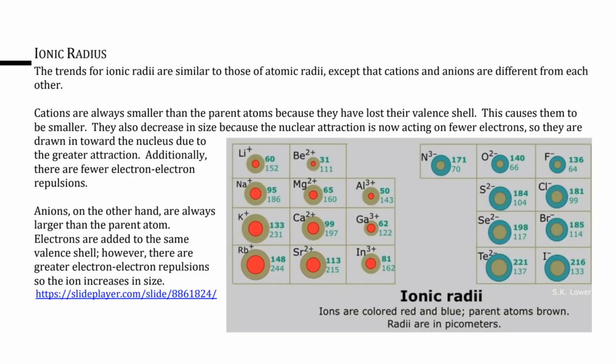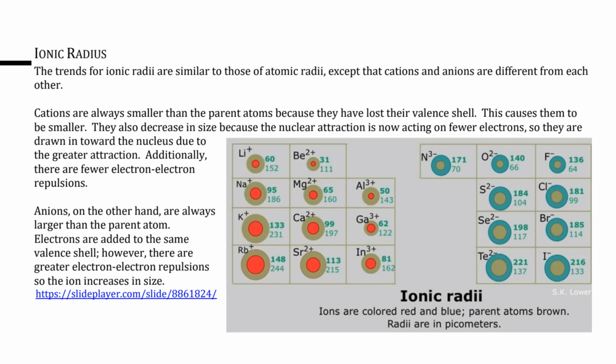Ionic radius. The trends for ionic radius are similar to the atomic radii, except that cations and anions are different from each other. Cations are always smaller than the parent atom because they have lost their valence shell. This causes them to be smaller. There's also a decrease in size because nuclear attraction is now acting on fewer electrons, so they are drawn in closer towards the nucleus. There are also fewer electron-to-electron repulsions.